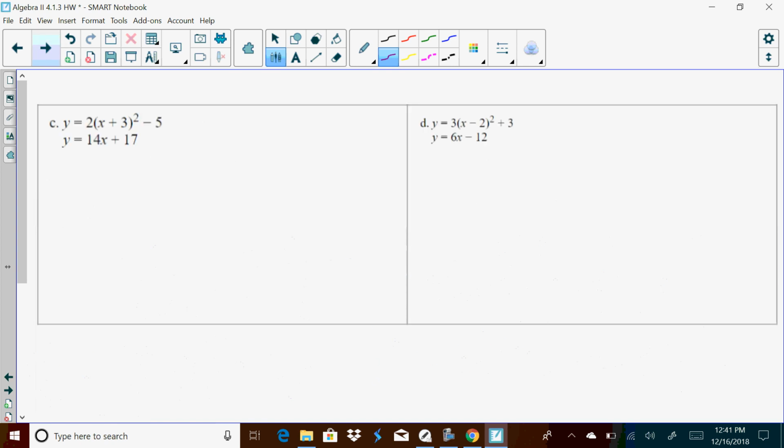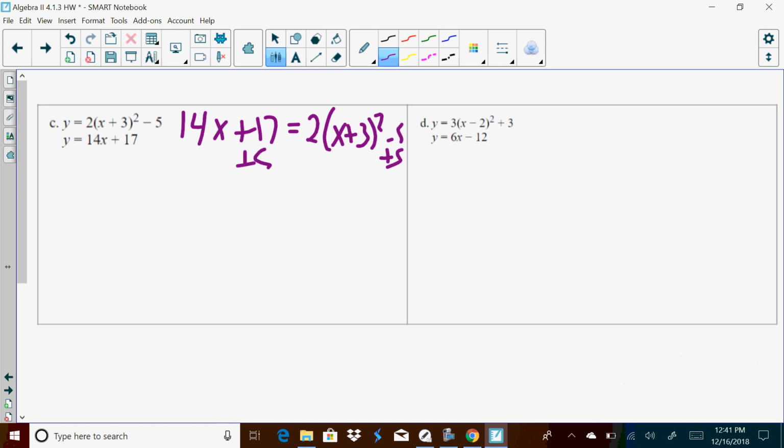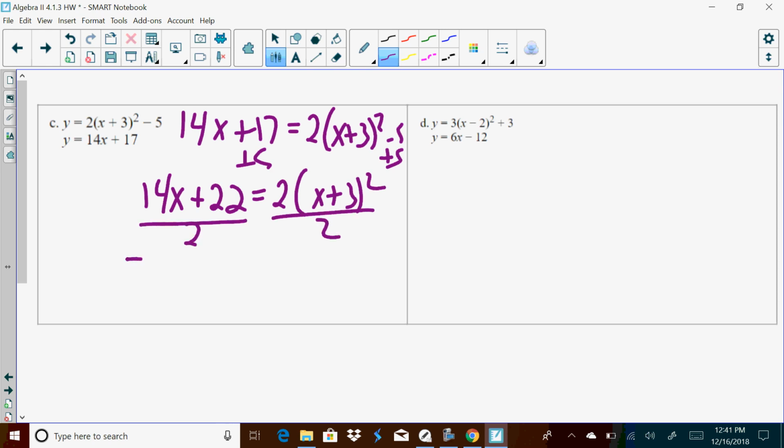C, again I can set them equal to each other. So I do 14x plus 17 equals 2 groups of x plus 3 minus 5. Add 5 to both sides. Actually, I'm going to have to multiply out x plus 3. So I end up with 14x plus 22 equals 2 groups of x plus 3 squared. Divide by 2. So I get 7x plus 11.